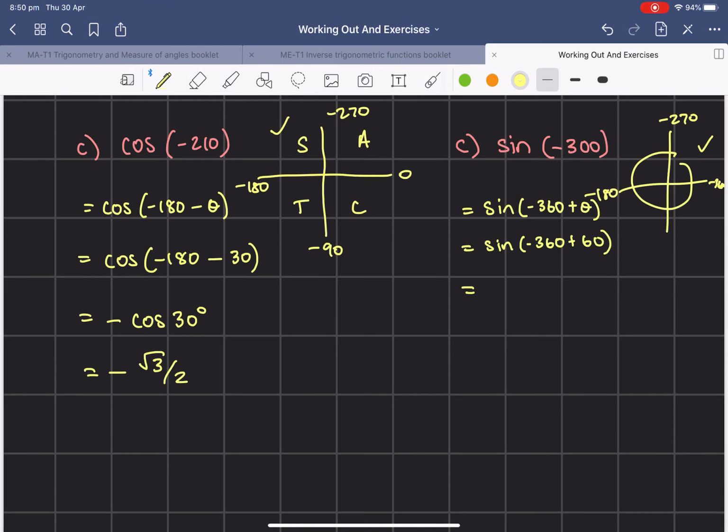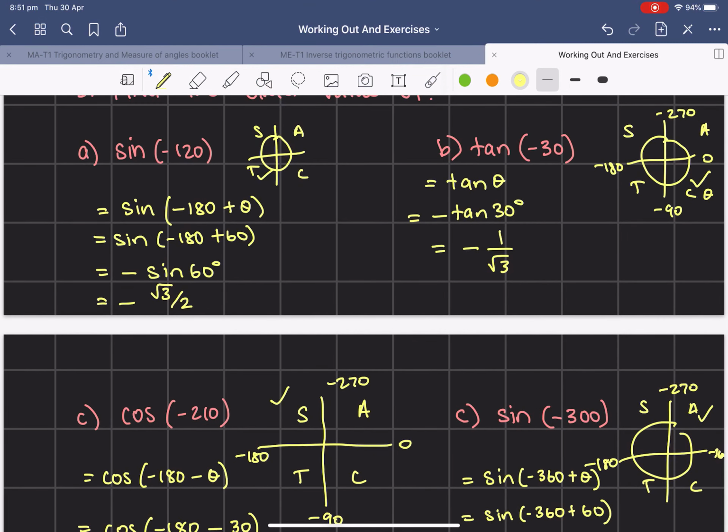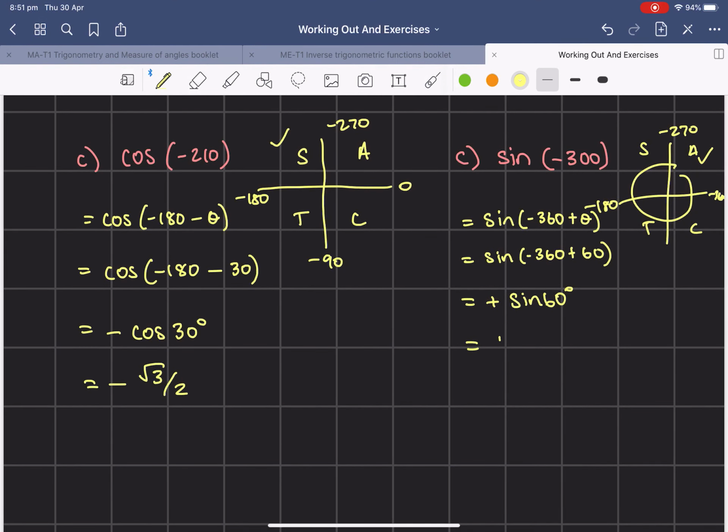Now, that's going to be equal to just sine 60, but I need to work out, is it going to be positive or negative in that quadrant? All stations to central? Well, all ratios are positive in the first quadrant, so sine is positive, and sine 60, we worked it out just above, is root 3 on 2, so it'll be positive root 3 on 2.